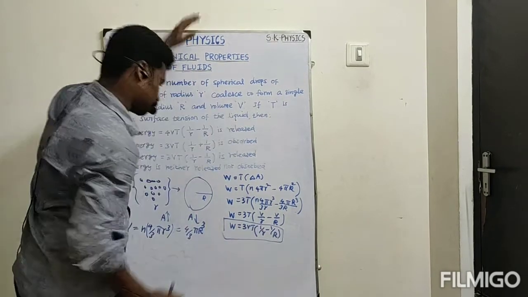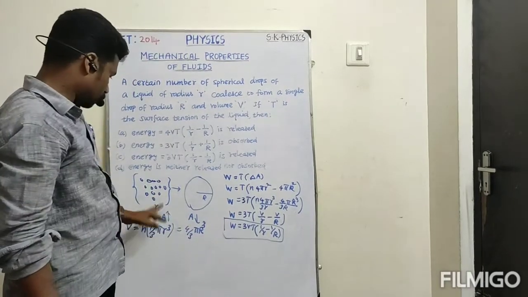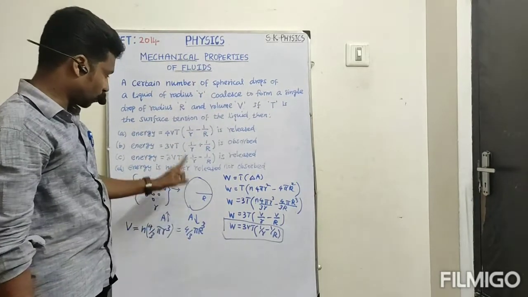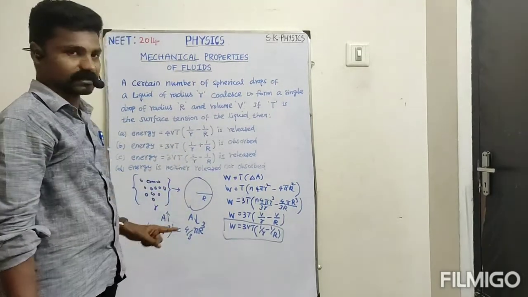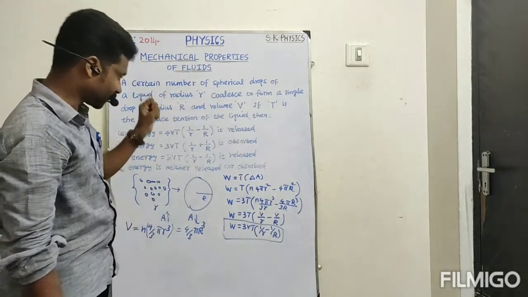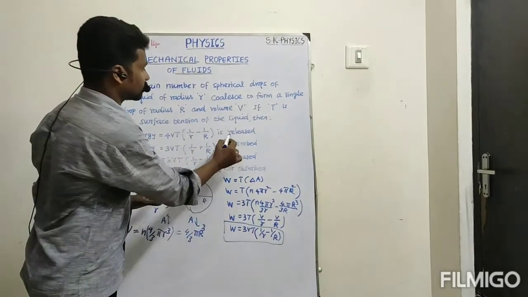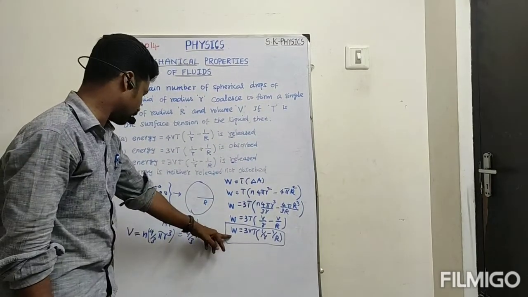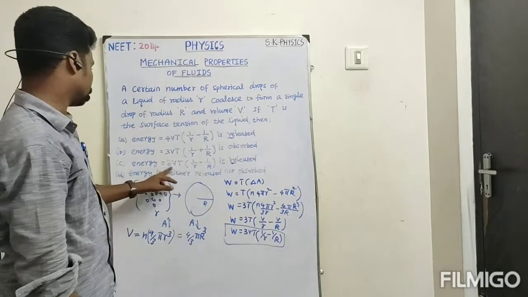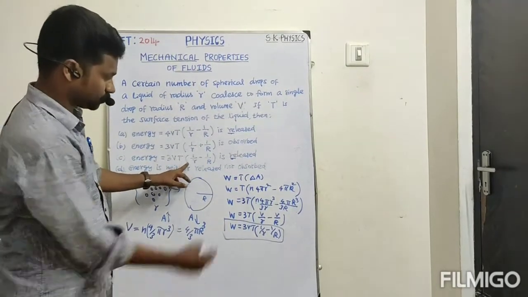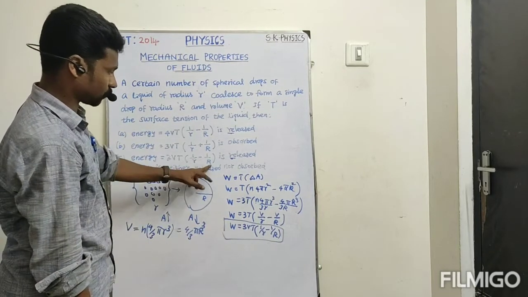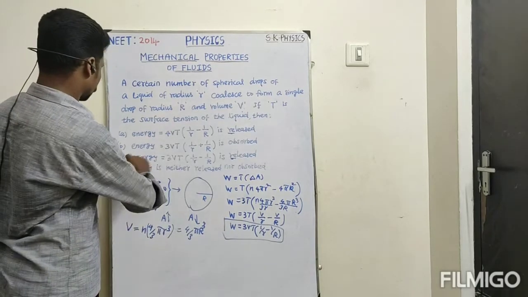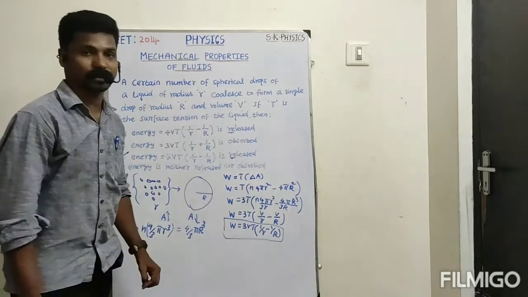So please observe, students, here the surface area is minimized. So here work is done by the surface tension. So in this case energy is released. So energy is released, option one is there. Then we can see that the energy value is 3VT into 1 by small r minus 1 by capital R. So here option C is satisfied. Okay, thank you.